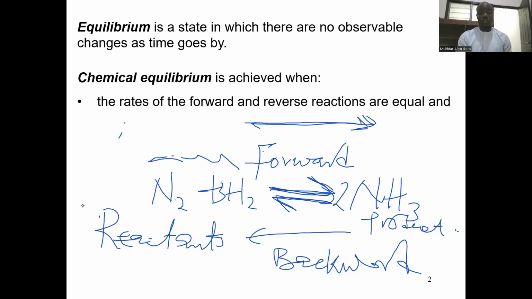So a chemical equilibrium is achieved when you use a double-headed arrow that indicates the forward and the backward reactions are achieved at the same rate, that is, at the same time. So that is why in the case of chemical equilibrium, it's not that there is no change. Yes, there is a change, but you cannot actually observe the change because the rates of the reaction are equal in both the forward and the backward reaction.